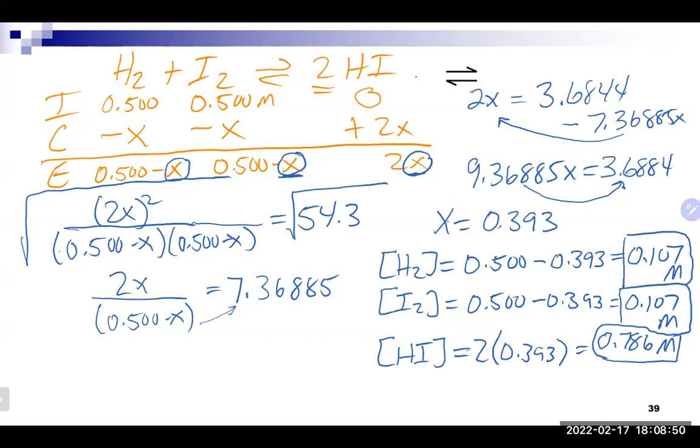9.36 came from, we had 2x on this side, and we had minus 7.3x on this side. We added it back to the other side to combine the terms, and that's where it came from. Other questions? All right.